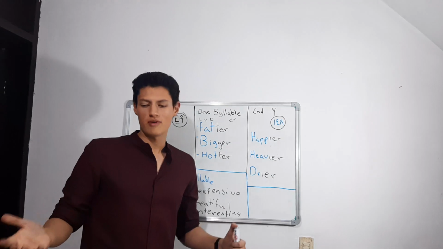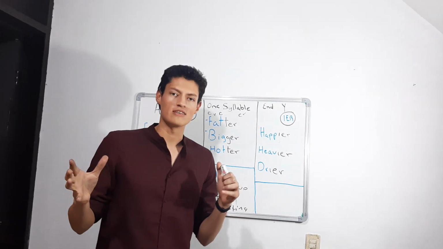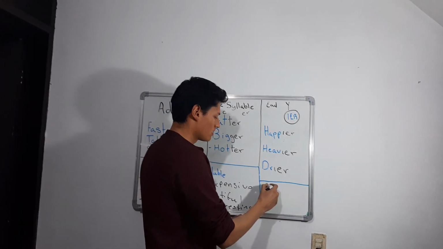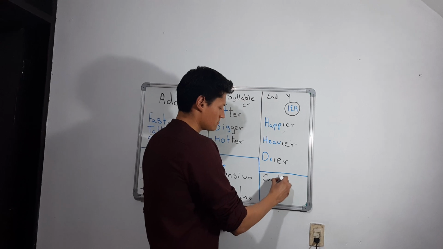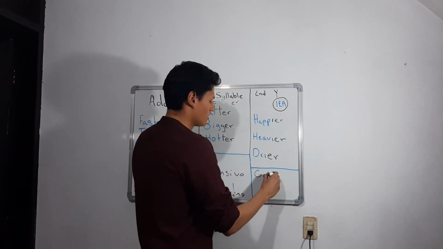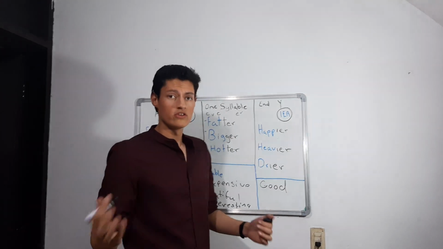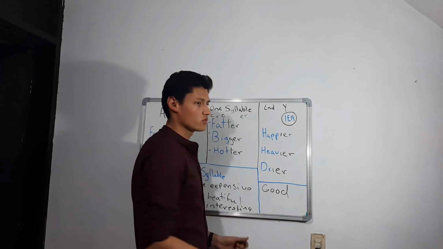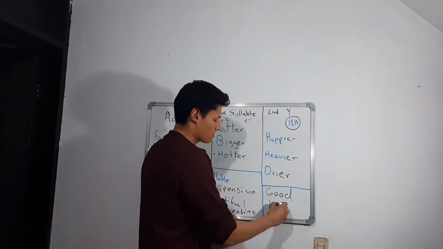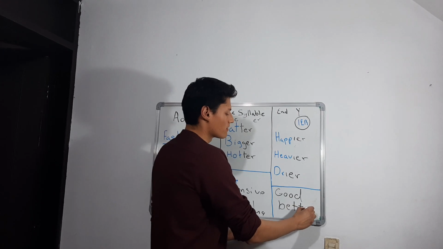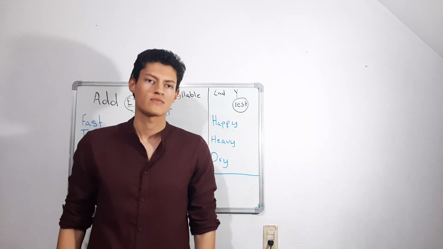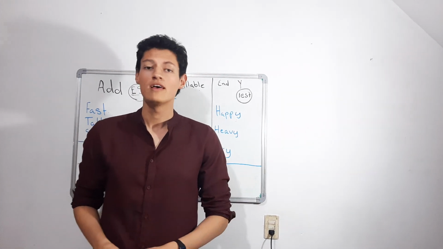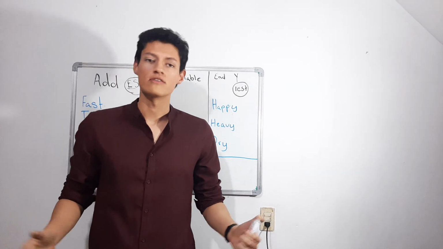We also have other adjectives that we need to memorize. For example, good. When we use good, it's not gooder. No. When we use good, we use the word better. Okay? And now we already saw the comparative form, but we also need to learn the superlative.